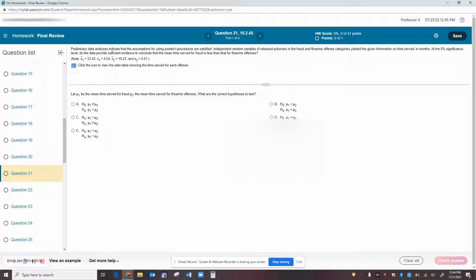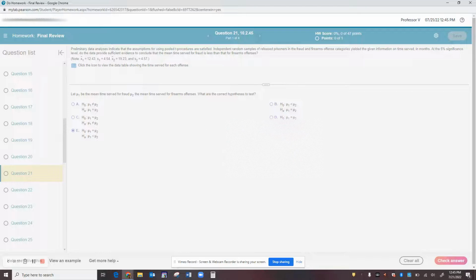Okay, so for example, number 21, we're going to do a pooled T procedure. Independent random samples in the fraud and firearms offense categories yielded the information on time served. At the 5% significance level, do the data provide sufficient evidence to conclude that the mean time served for fraud is less than that for firearms? Okay, so it's going to be a left-tailed test. Alternative hypothesis should be that mu1 is less than mu2, so I'm going to go with E. I think most of them are pretty much the same.